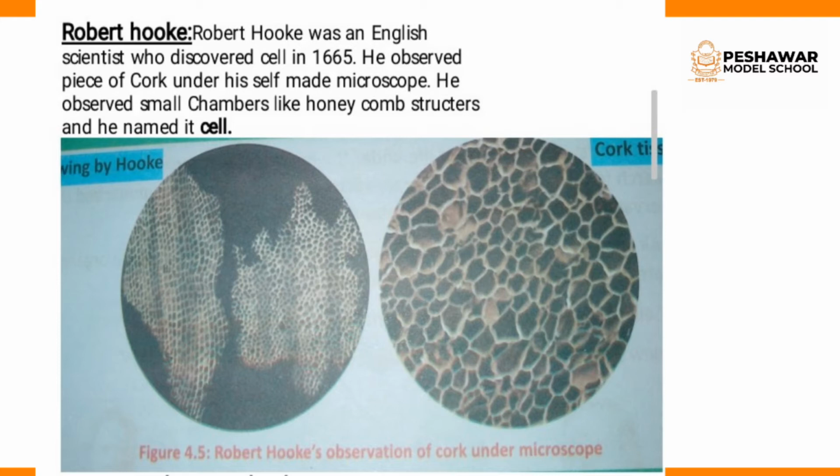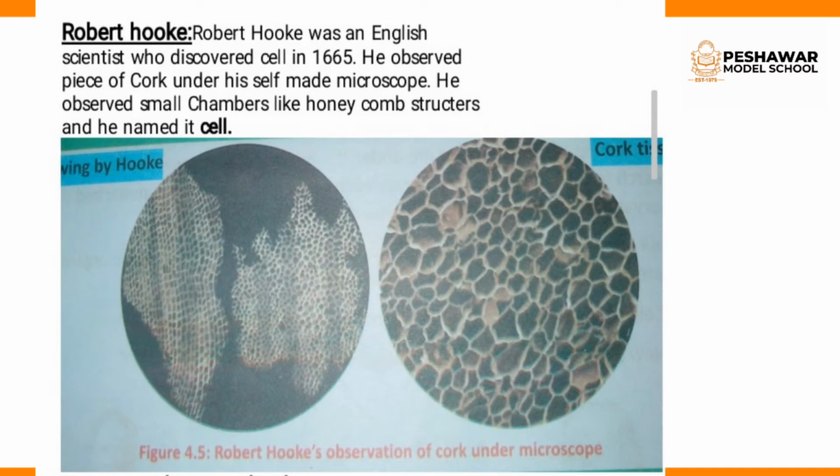Robert Hooke was an English scientist who discovered the cell in 1665. So, the cell was discovered by Robert Hooke. Please, students, highlight this for your information because MCQs on it repeatedly appear in the paper. So please highlight it. Who discovered the cell in 1665? Robert Hooke discovered the cell in 1665.